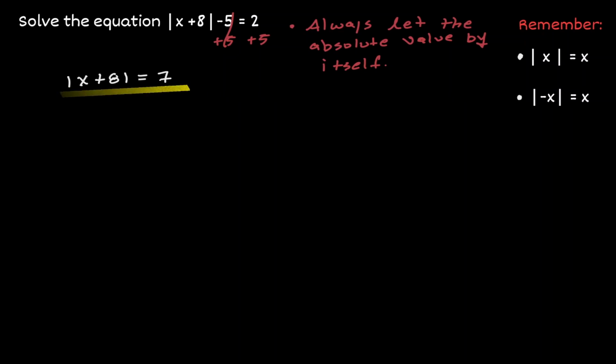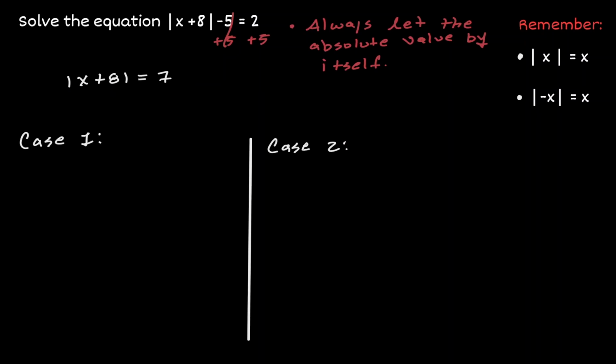And now we're done. Notice that the absolute value is by itself, and now we know that it's equivalent to +7. Now we can consider the two cases. The first case is when the inside of the absolute value is equivalent to +7. And the second case is when the inside of the absolute value is equivalent to -7.